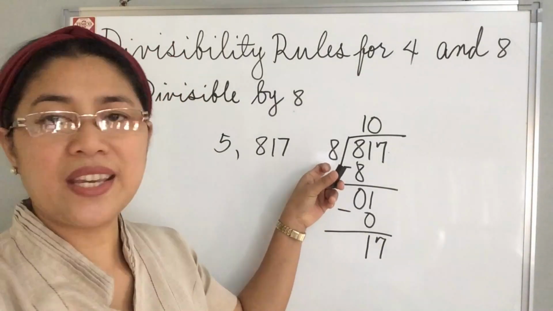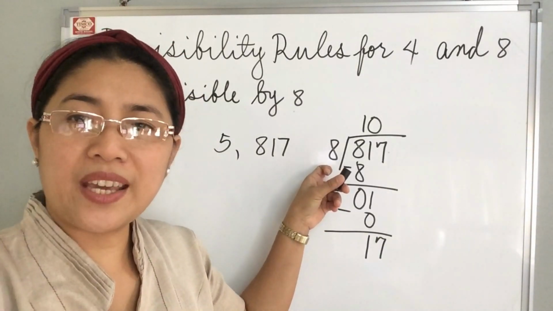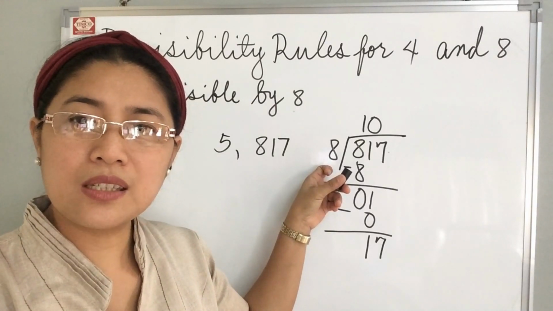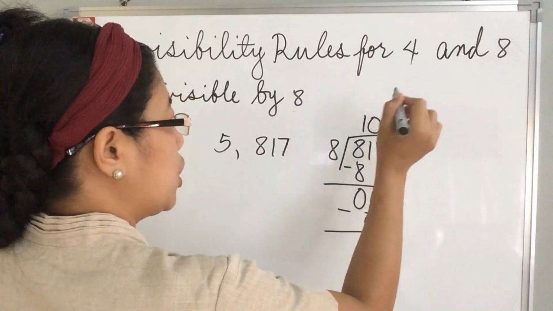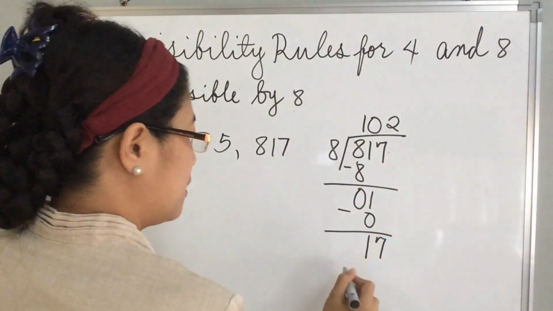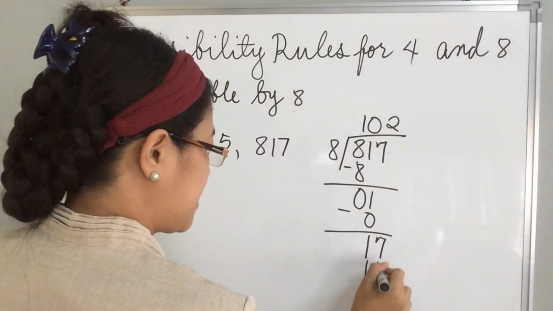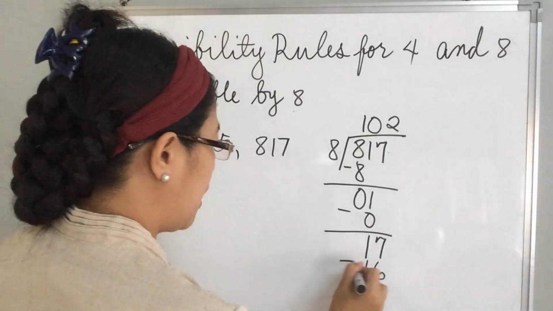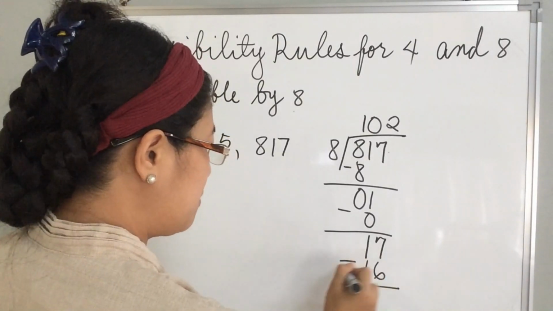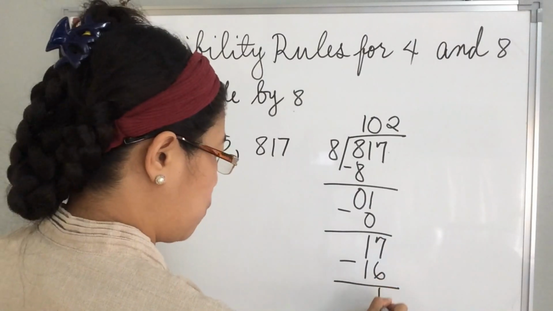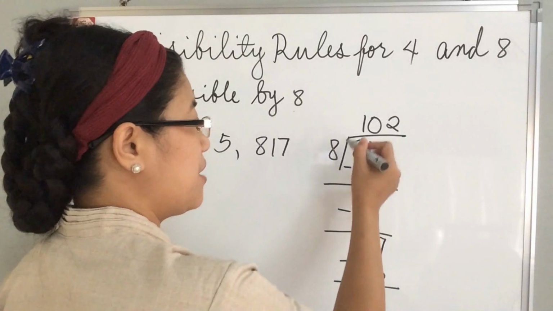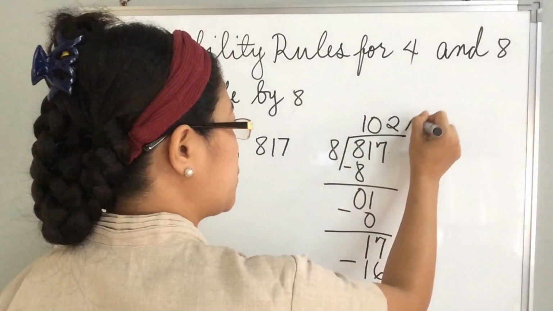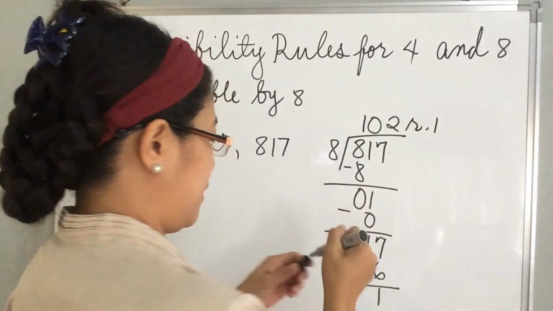17 divided by 8. How many 8 can we get from 17? 2. So we have 2 here. 2 times 8 is equal to 16. So subtract. 17 minus 16 equals 1. So there is a remainder. So the answer of the quotient is 102, remainder 1.